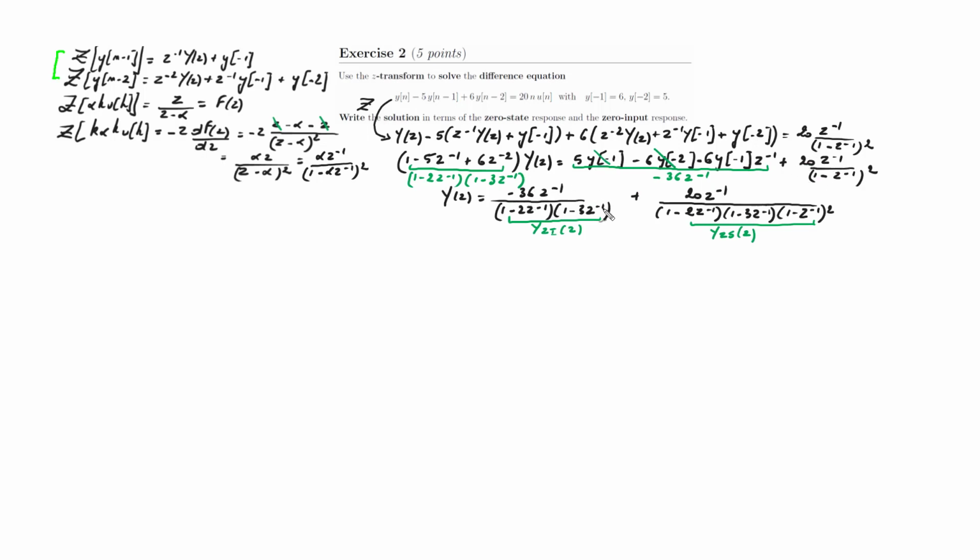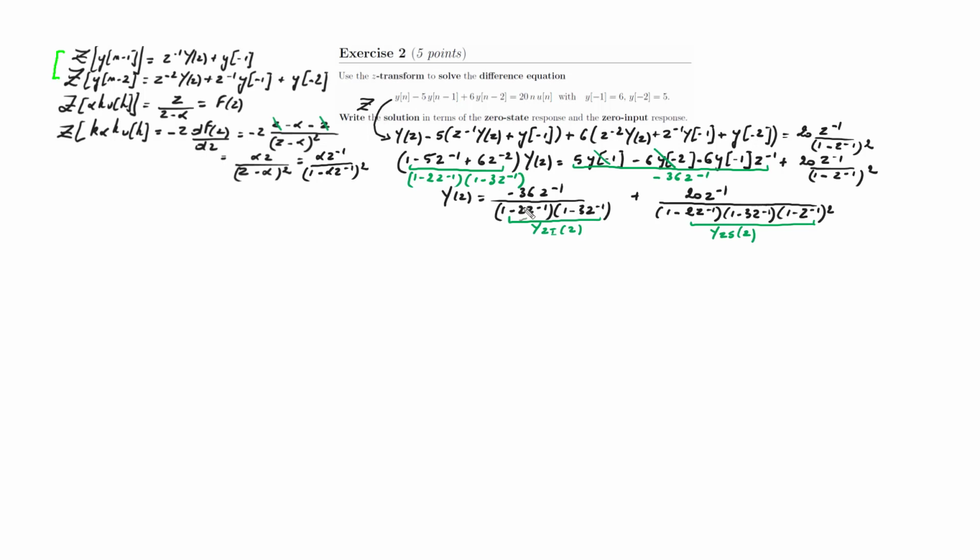So the first term over here will be the equivalent of the zero input response because it comes from the initial conditions, and this will be what is coming from the input. So it's the zero state response. And of course what we need to do now is to take the inverse z transform to obtain the zero input response and the zero state response.